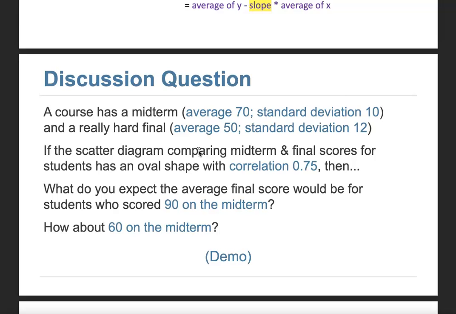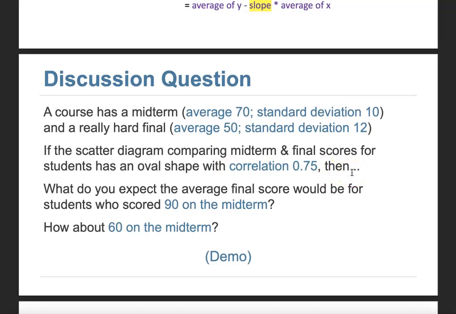In the midterm exam, the average is 70 and the standard deviation is 10. In the final exam, the average is 50, so much lower. You can see the final exam maybe is much harder. The standard deviation is 12. Then we also put these 2 data in the scatter plot. Comparing the midterm exam and final exam scores, we get a correlation of 0.75.